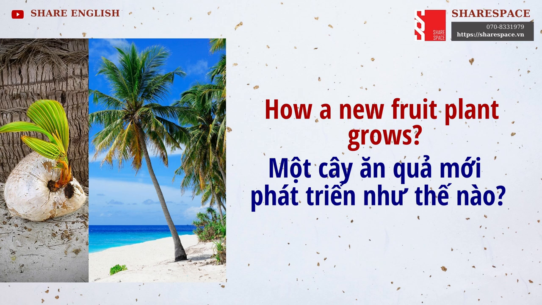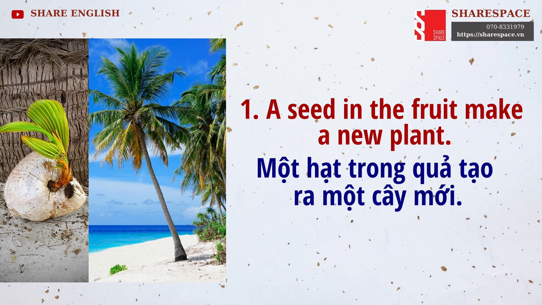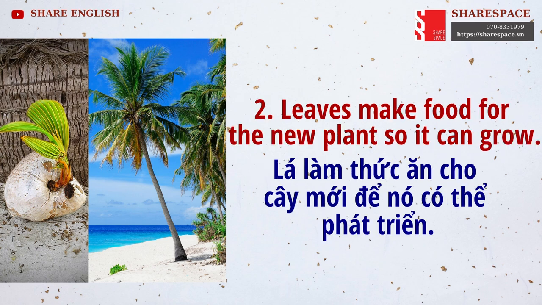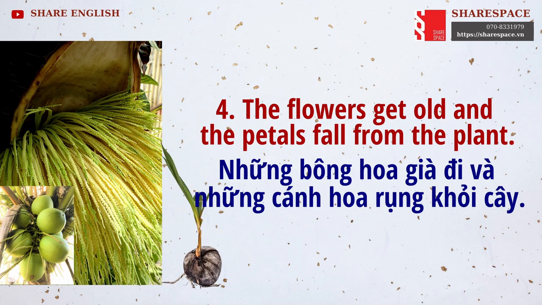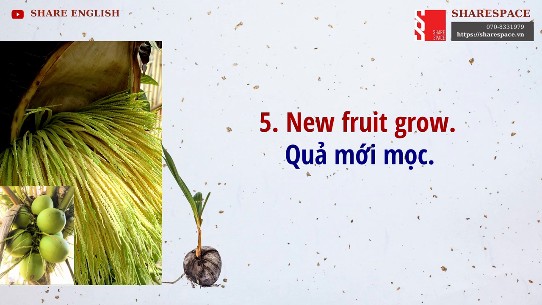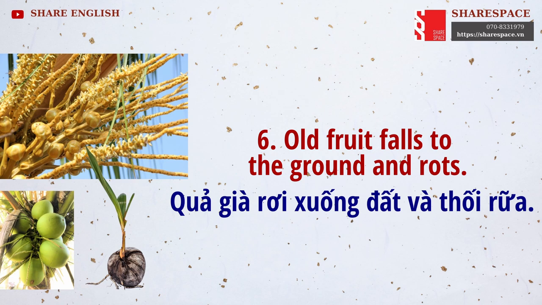How a new fruit plant grows. 1. A seed in the fruit makes a new plant. 2. Leaves make food for the new plant so it can grow. 3. Flowers grow on the plant. 4. The flowers get old and the petals fall from the plant. 5. New fruit grows. 6. Old fruit falls to the ground and rots.